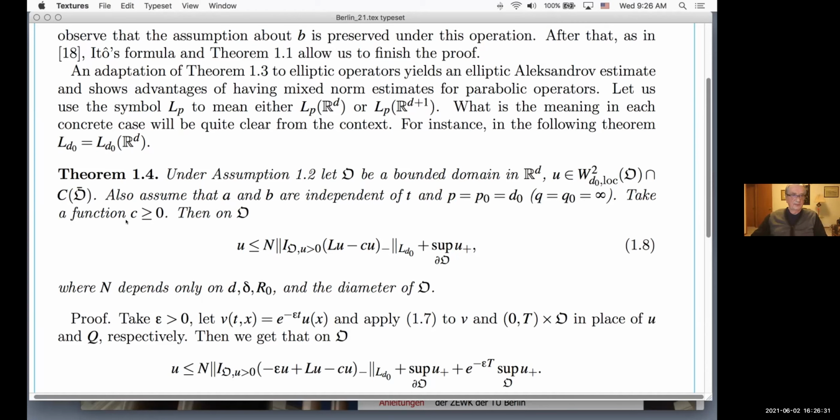So then take a function c bigger than 0, and you have on O, a bounded domain, more or less the usual local Sobolev space. Then you have this parabolic-elliptic Alexandrov estimate, but with L_{d_0}. I outline here the proof, although the proof actually ends here. You take this function and apply the previous estimate in this domain. Then what you obtain is this estimate. You let epsilon go to 0, and you get the result. This is possible because I allowed in the previous theorem q and q_0 to be infinity.